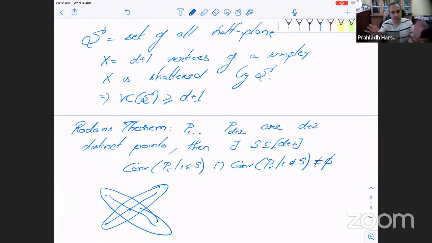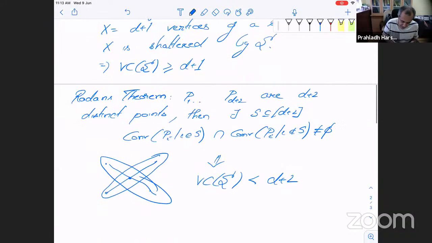So in particular, I cannot do this splitting by a convex set, because if a convex set splits these D plus 2 points into this part and this part, a point from one hull has to lie in the other, since these two convex sets intersect. Radon's theorem tells you that. By the way, Radon's theorem is not hard to prove. Just stare at it for a while. So this will tell you that the VC dimension of this set system has to be smaller than D plus 2. Hence, the VC dimension of the half-space set system is actually equal to D plus 1.